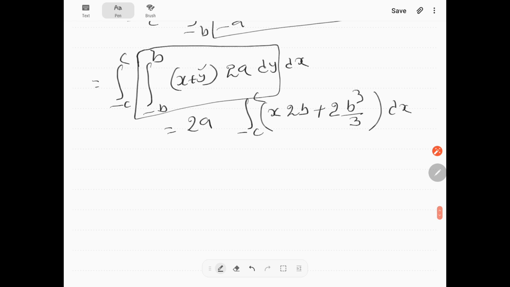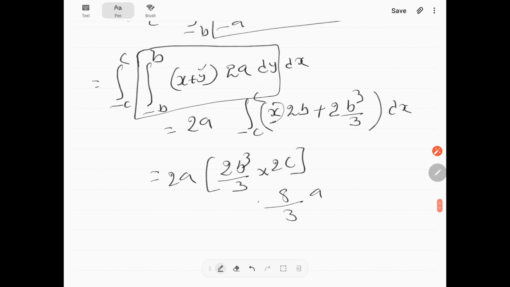Now, I have two integrals. This 2a is out and I need to integrate with respect to x, from minus c to c. x is there, so it's an odd function. From minus c to c, the integral of 2bx is 0. Only this is a constant, which is 2b cubed by 3 into x. If I substitute the limits, I'll get another 2c. So 2 into 2, 4 into 2, 8. 8 by 3, a, b cube, c.